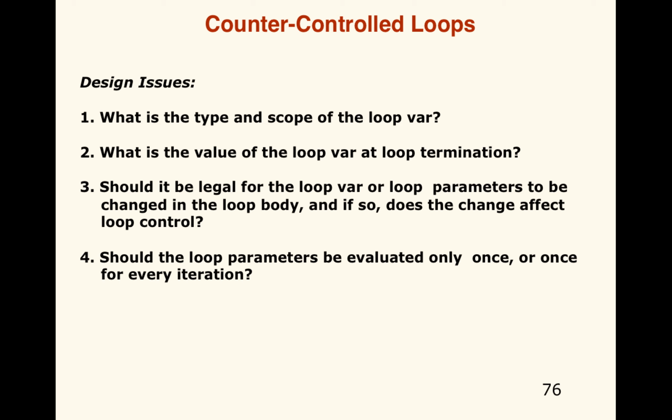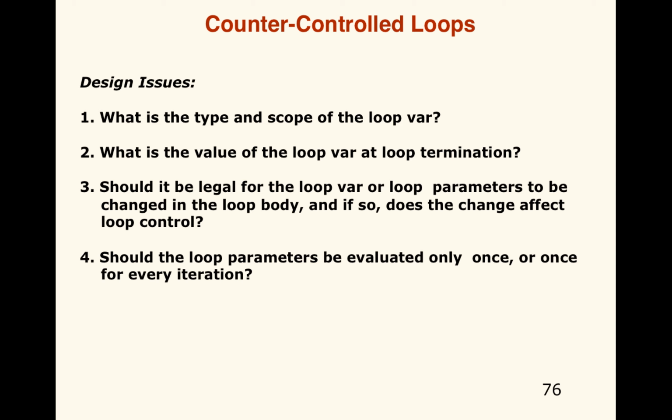Should it be legal for the loop variable or the loop parameters to be changed in the body of the loop? And if so, does the change affect the loop control? So if I had i equal to 0, i less than 10, i++, and then the first line of my loop says i equals 10, am I going to allow that? It actually is allowed in C or C++ and Java. It is not allowed in other languages.